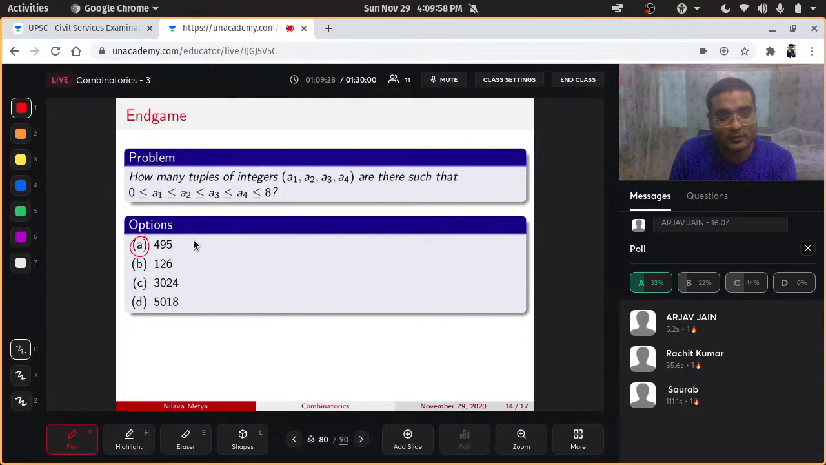So I will tell how many percent have answered. 33% of the people have answered this. 22% of the people have answered option B. And an amazing 44% have answered this option. So before going to the solution, I'll tell you how the structure of the solution looks like.